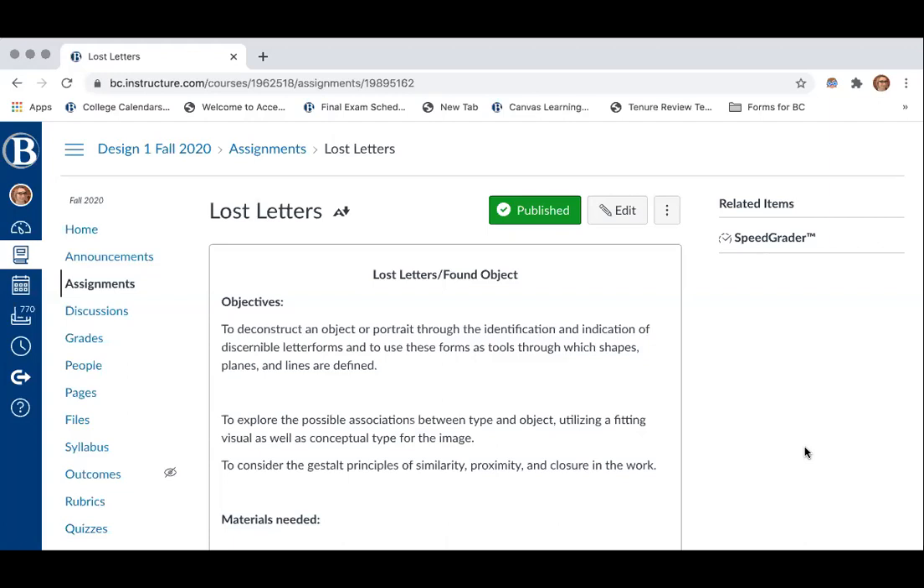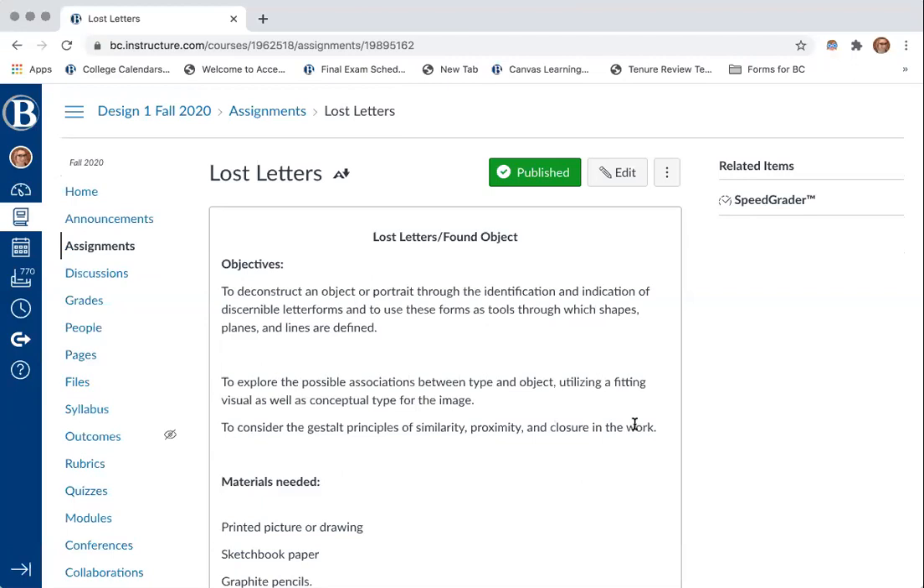Okay, everybody, so this is the next assignment that we have, which is the lost letters assignment. And this is a fun assignment. I think a lot of students really like this. There's just a few situations that occur that I want to cover with you so that we know exactly what is required for the assignment.